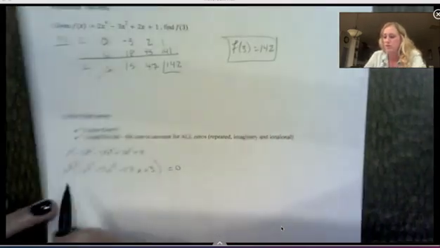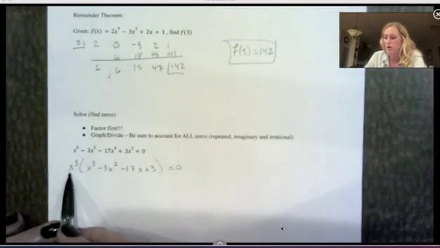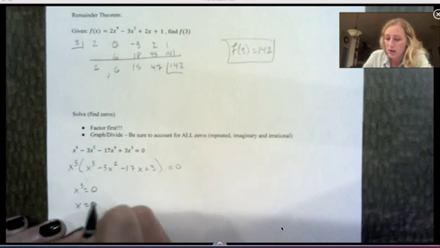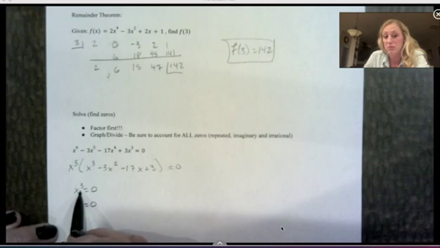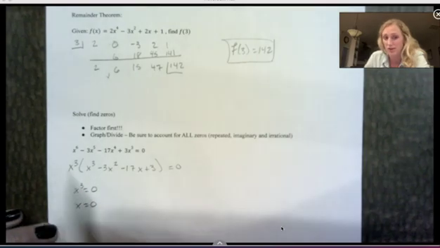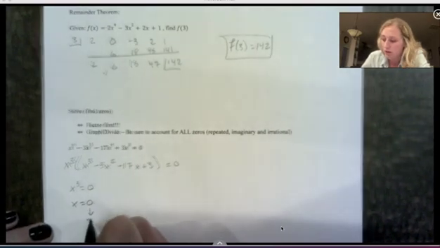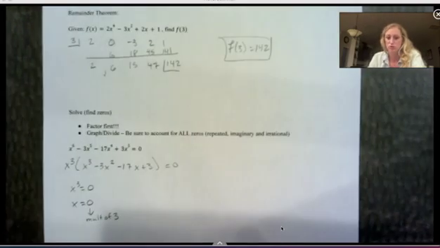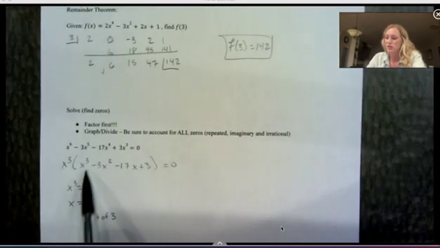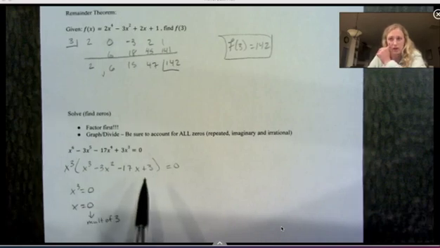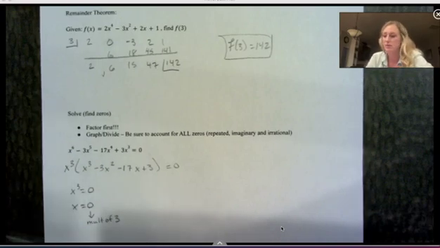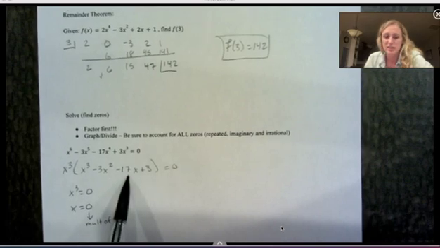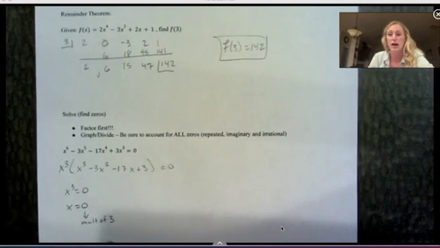So why is that helpful? Well, if I set this part equal to 0, x cubed equals 0, I get x equals 0 with a multiplicity of 3. This is occurring 3 times. So that takes care of 3 of my 6 roots, okay? So I need to get 3 more from here. So I'm probably going to graph this one. It doesn't look like it's going to factor nicely. 17 is kind of throwing a wrench in that, so we can graph.